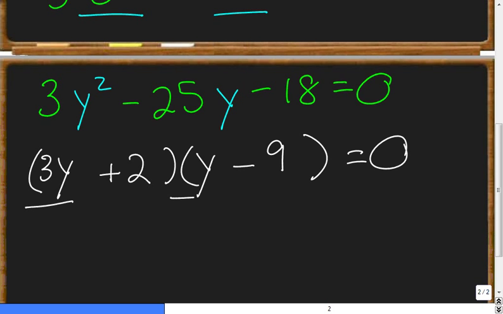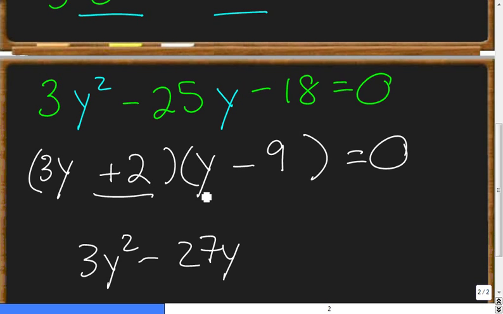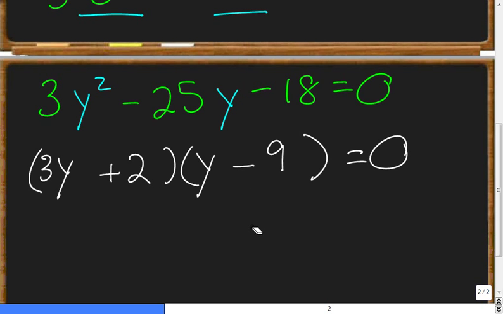As you see here, 3y times y makes 3y squared. The outside, this would make negative 27y, which I knew was really close to negative 25, but then remember I add 2 back, and so that's where that comes from, and then the positive 2, this makes negative 18. So it does work. So at this point, that is 0 or that is 0. That's because I've turned it into multiplication.